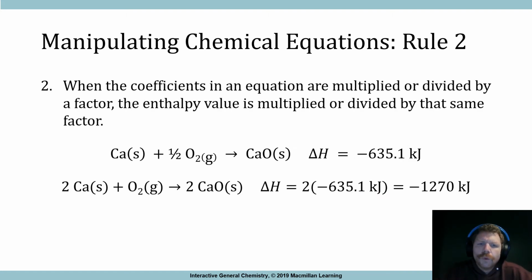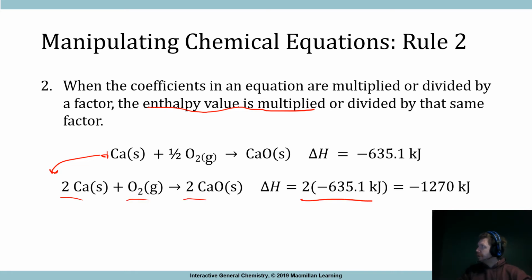Okay, rule number 2. This is one that we've already kind of looked at with our earlier problems. When the coefficients in an equation are multiplied or divided by a factor, the enthalpy value is multiplied or divided the same. So from here to here, we're doubling it. So we're multiplying all of our coefficients by 2. We are also multiplying our enthalpy change by 2 as well.